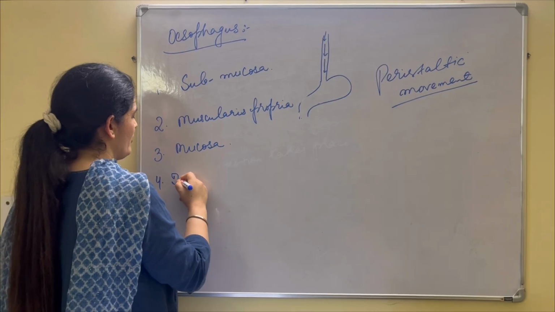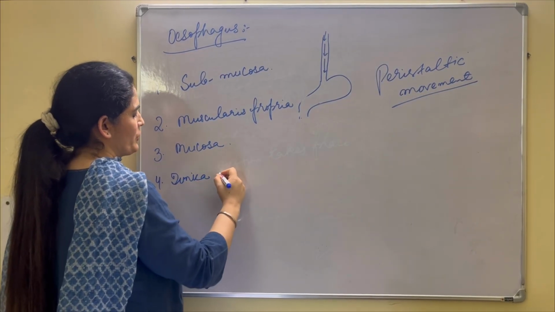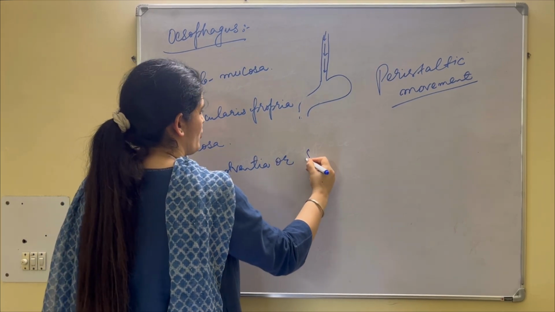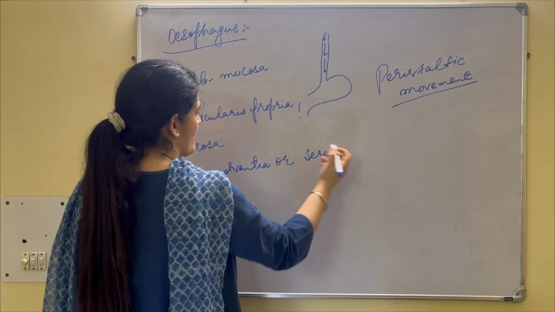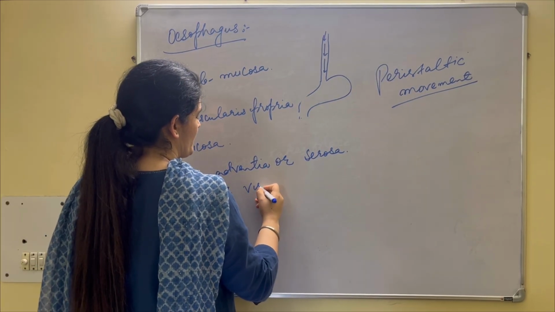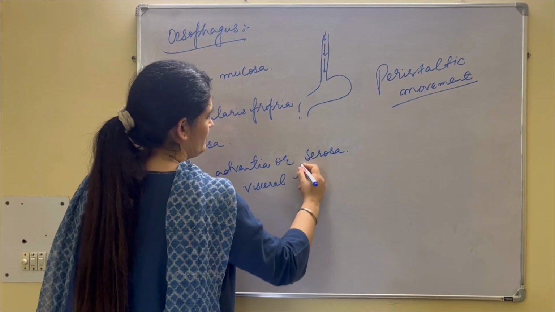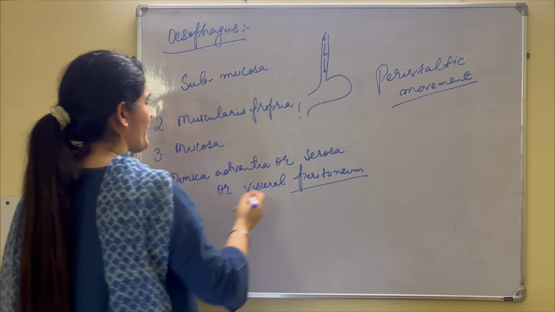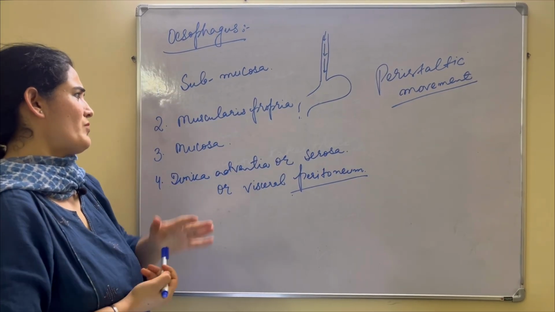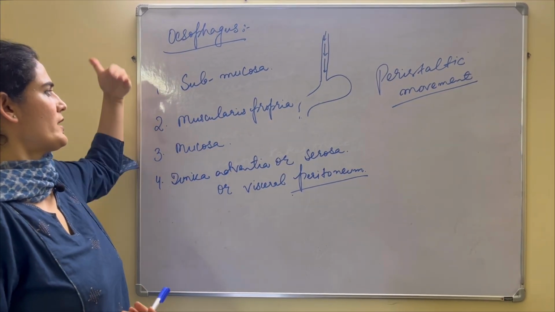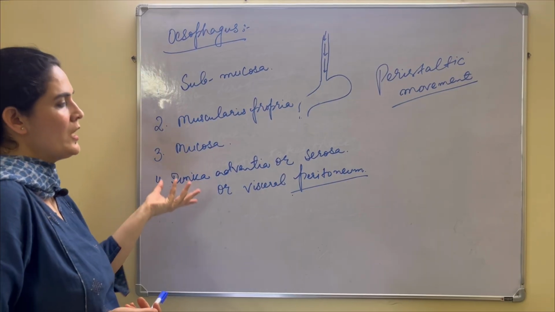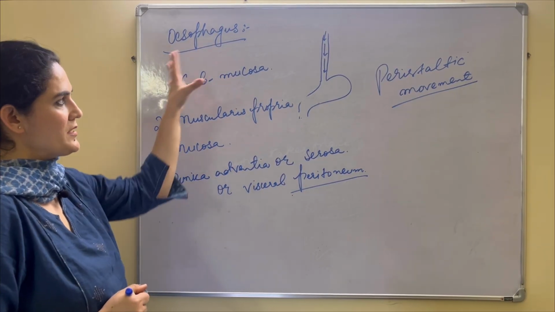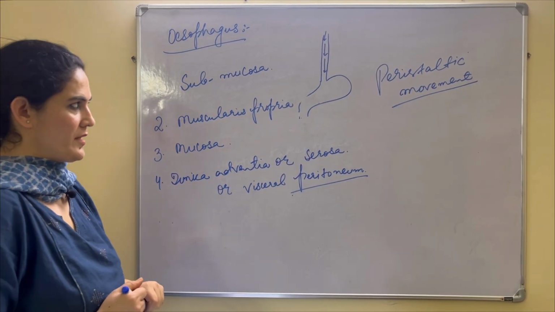Then we have the outermost layer, known as tunica adventitia, or this layer is known as the serosa, or another name is visceral peritoneum. Okay, so basically I have not written this in order, but first is mucosa, submucosa, muscularis propria, and then tunica adventitia, which is also known as serosa or visceral peritoneum. So these are the layers of this esophagus.